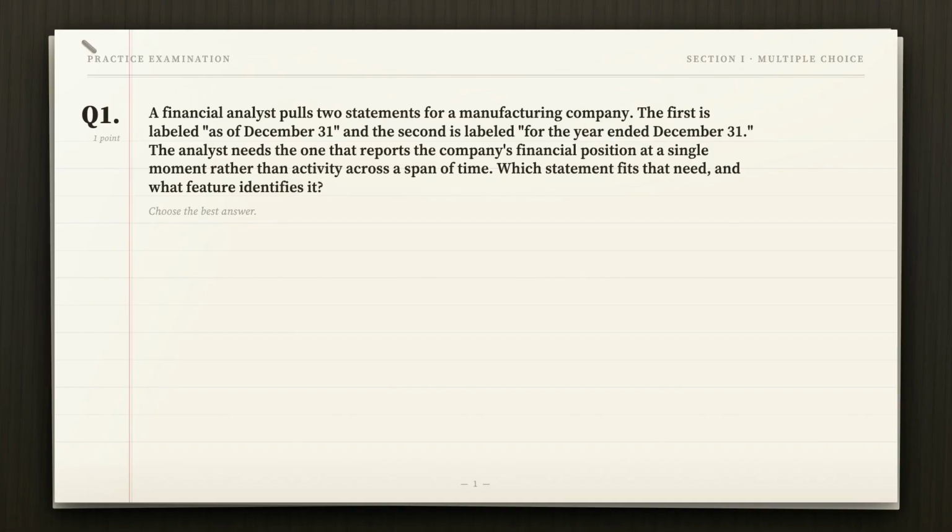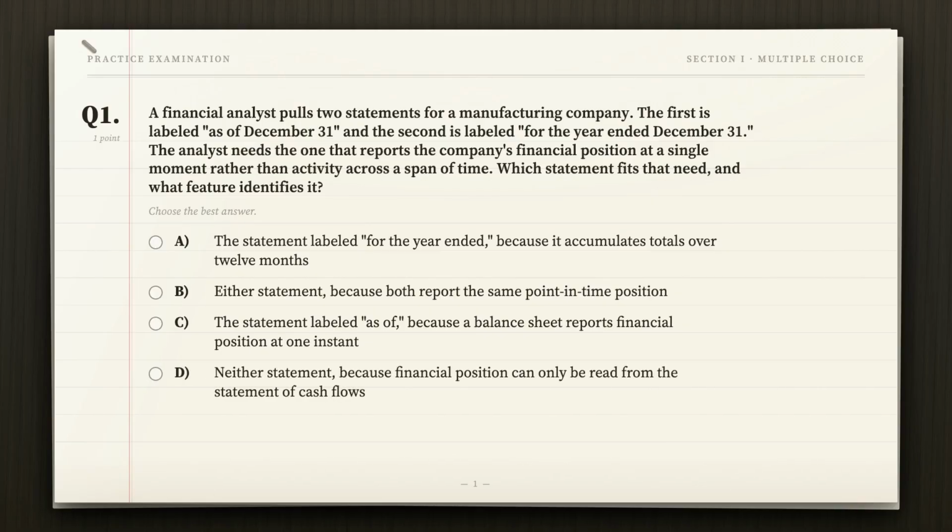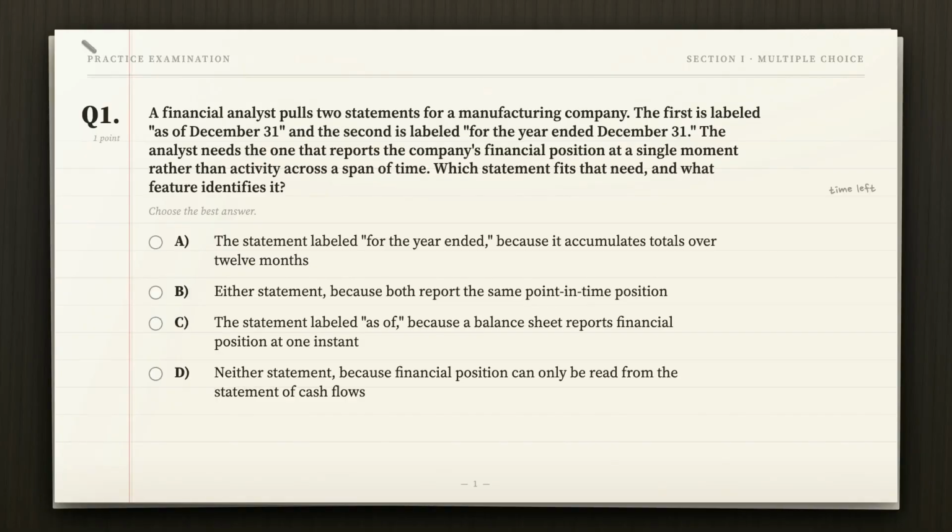Your options are A. The statement labeled for the year ended because it accumulates totals over 12 months. B. Either statement because both report the same point in time position. C. The statement labeled as of because a balance sheet reports financial position at one instant. D. Neither statement because financial position can only be read from the statement of cash flows. Which one is it? Pause the video if you need more time.